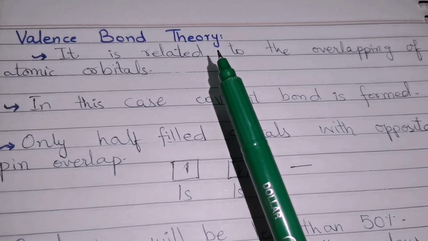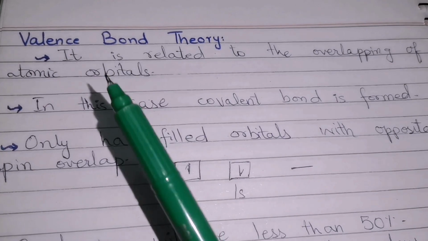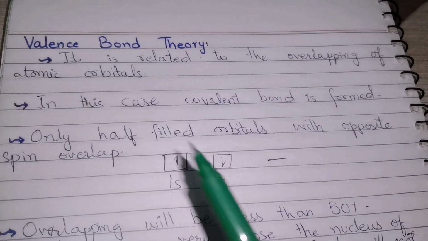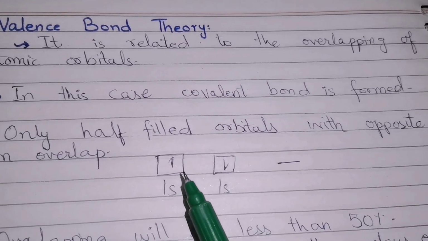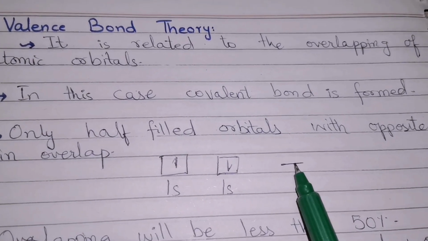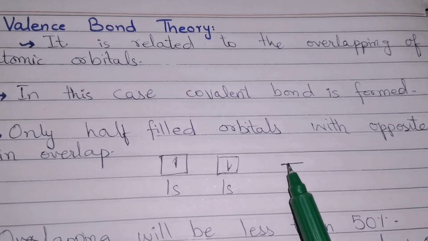In this video, we will study the valence bond theory. This theory is related to the overlapping of atomic orbitals. Due to the overlapping, a bond is formed. Here, see, we have these unpaired electrons with opposite spin. When they overlap, a bond will be formed. We will study this in detail later on. This bond is known as a covalent bond.